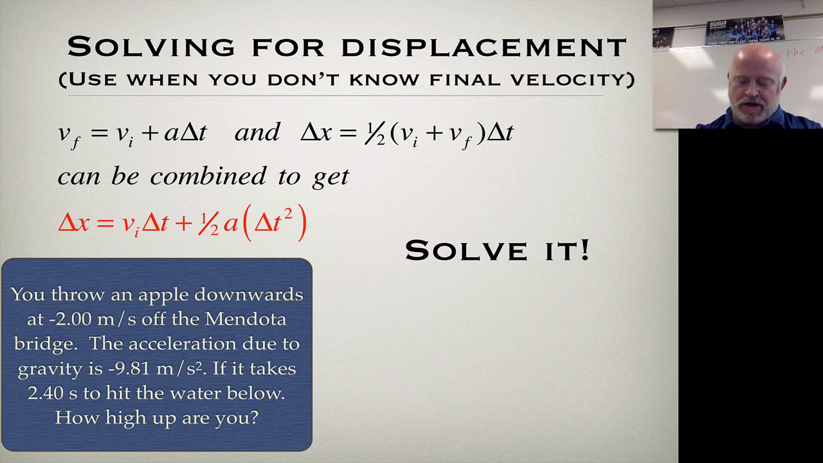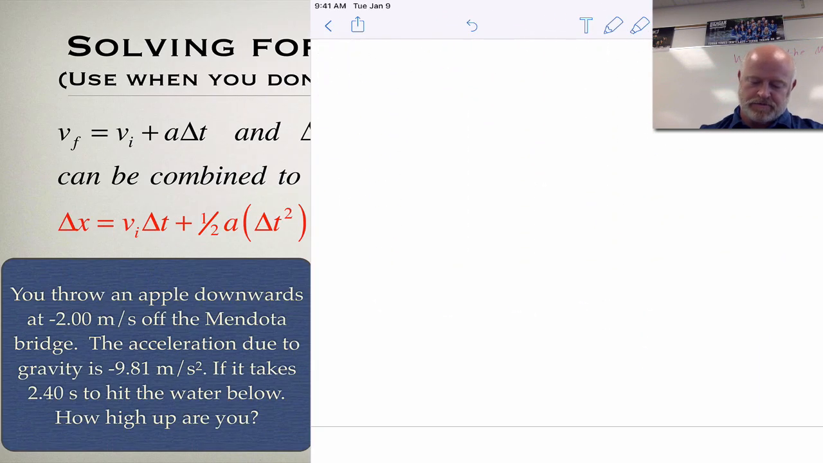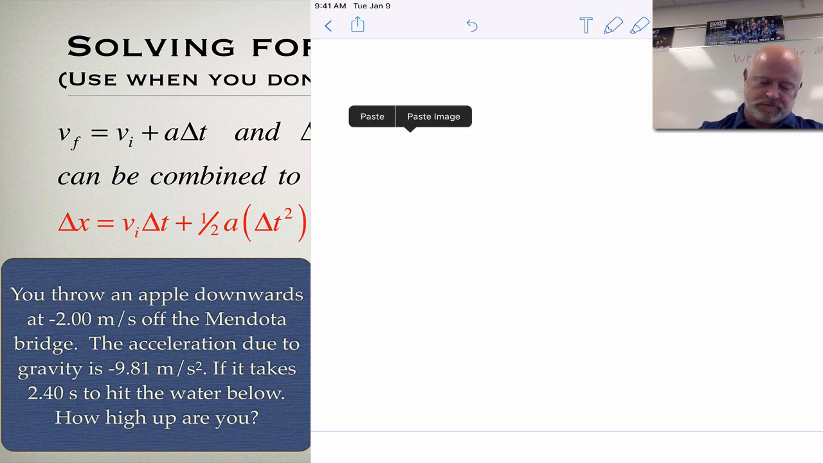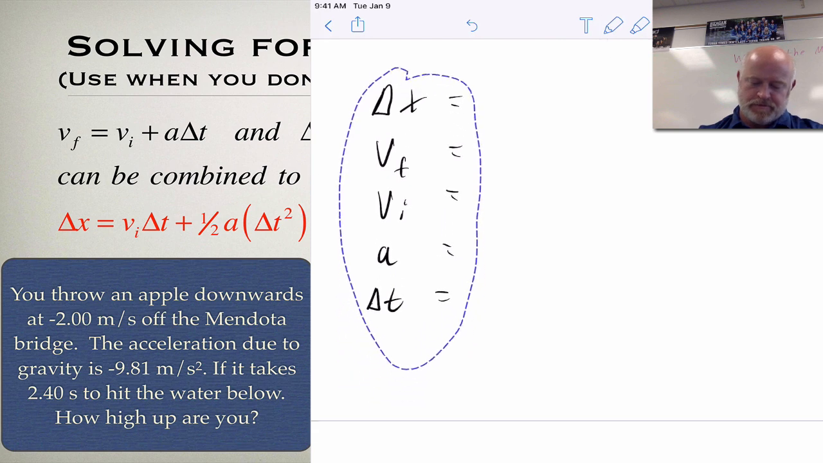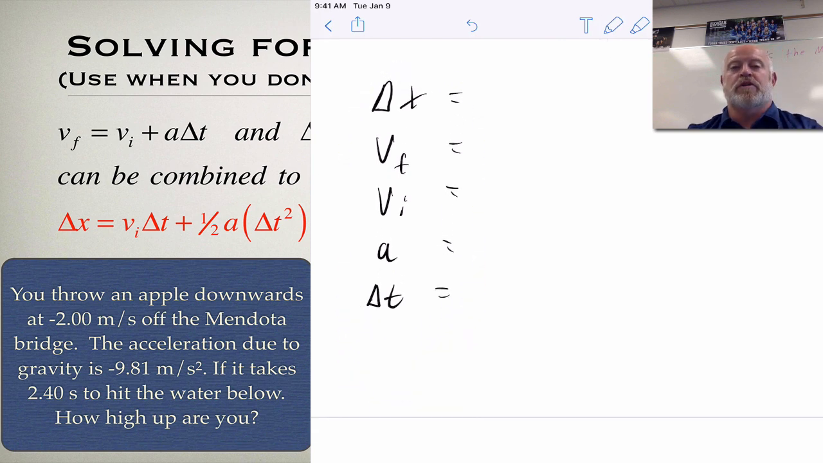All right, so here's our problem that we're going to work on. Let me copy this over here quick. We're dealing with the variables that we know, and let's work it out. We throw an apple downwards at negative 2 meters per second. So initial velocity is not 0. We're going to have to deal with that first part.